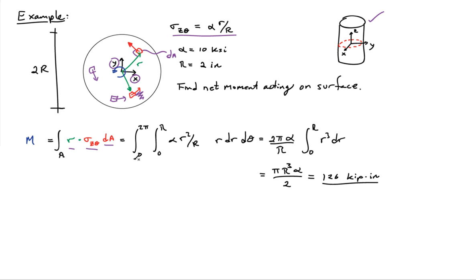It's a double integral, 0 to 2 pi for theta and 0 to capital R for r. Plugging in for sigma z theta and multiplying through, I get alpha r squared over capital R, and then dA is the polar area, which is r dr d theta. So this is a straightforward integral. I can compute it. It's pi capital R cubed alpha over 2, and if I plug in my numbers, I have a final answer of 126 kip inches for the total moment about the z-axis acting on this section cut.